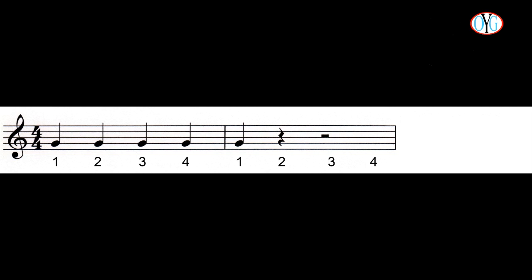That, as you can see, is followed by the half rest, which is equal to 2 beats. So the 1 quarter note followed by the quarter rest and the half rest equals 4 beats for that measure. 1, 2, 3, 4.